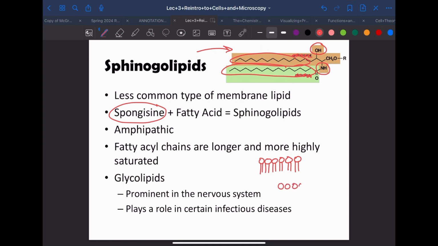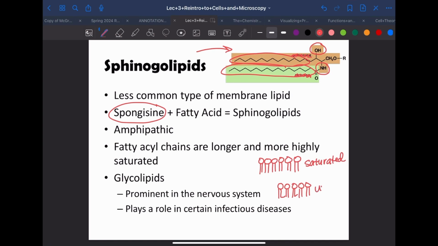Now, there are some phospholipids that have that double bond that makes that kink. It does a little kick like that, right? So this one would be saturated, this one unsaturated, right? For sphingolipids, their tails are longer and they tend to be straighter, which means that they're saturated, right? They're more packed in together.